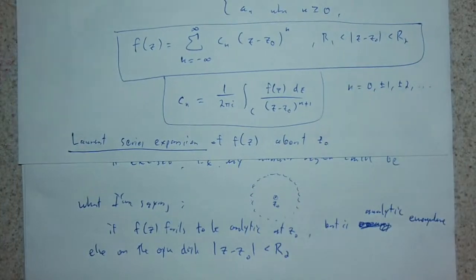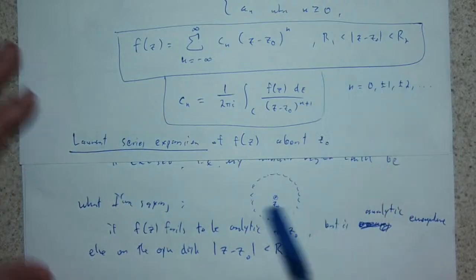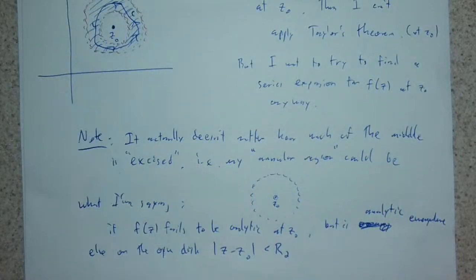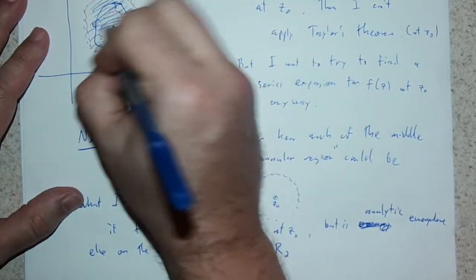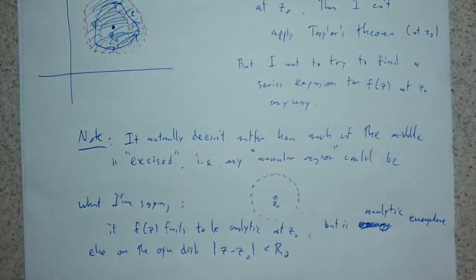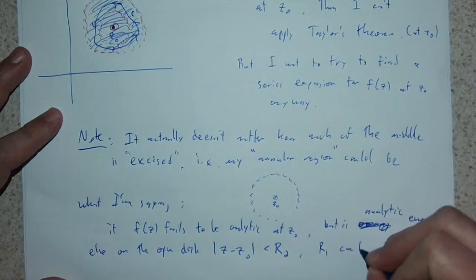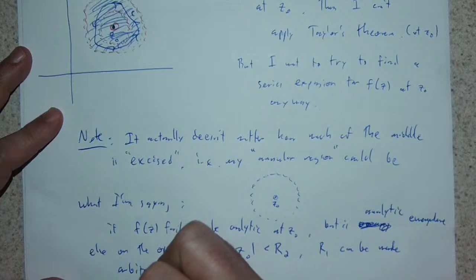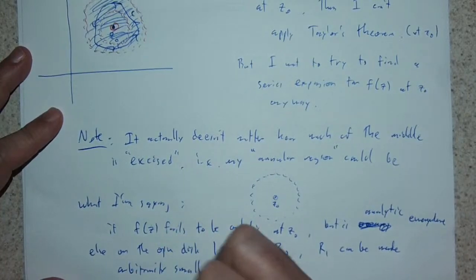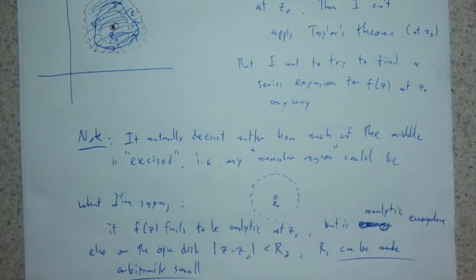What this means is, if I have an f that is analytic absolutely everywhere here except at z0, that is the only problem point, then this inner radius can be made arbitrarily small. And so what you're actually dealing with is a punctured disk.